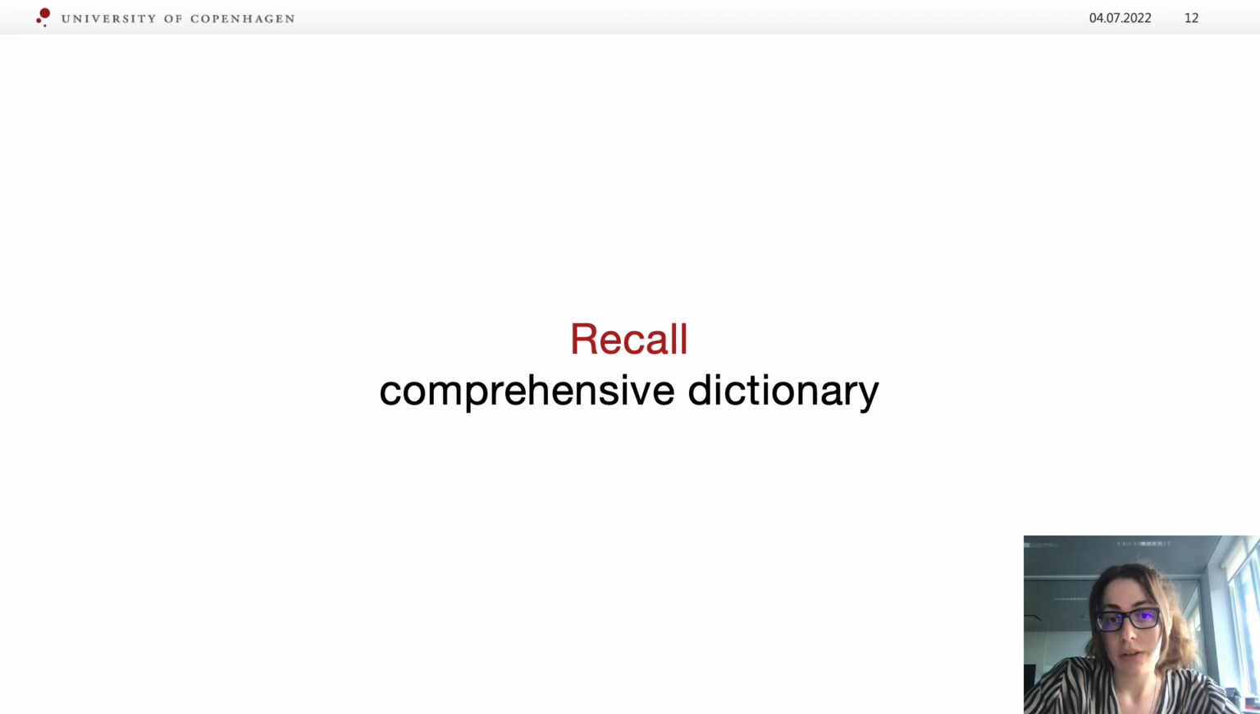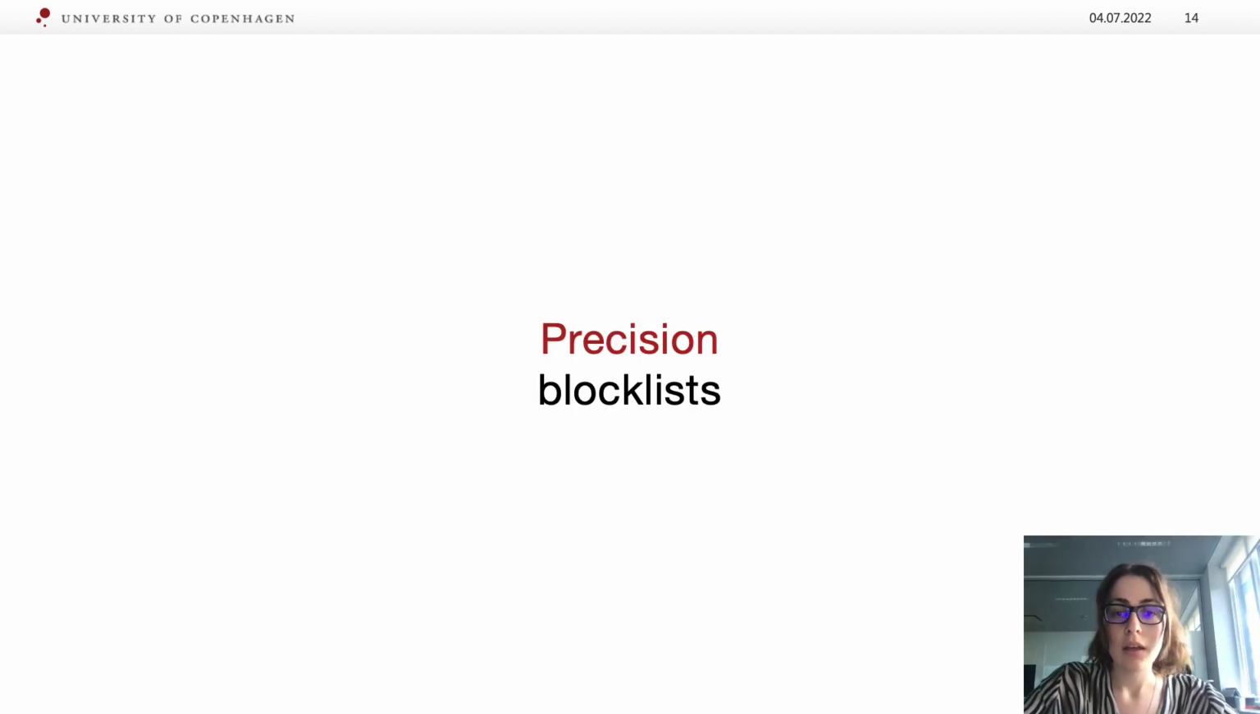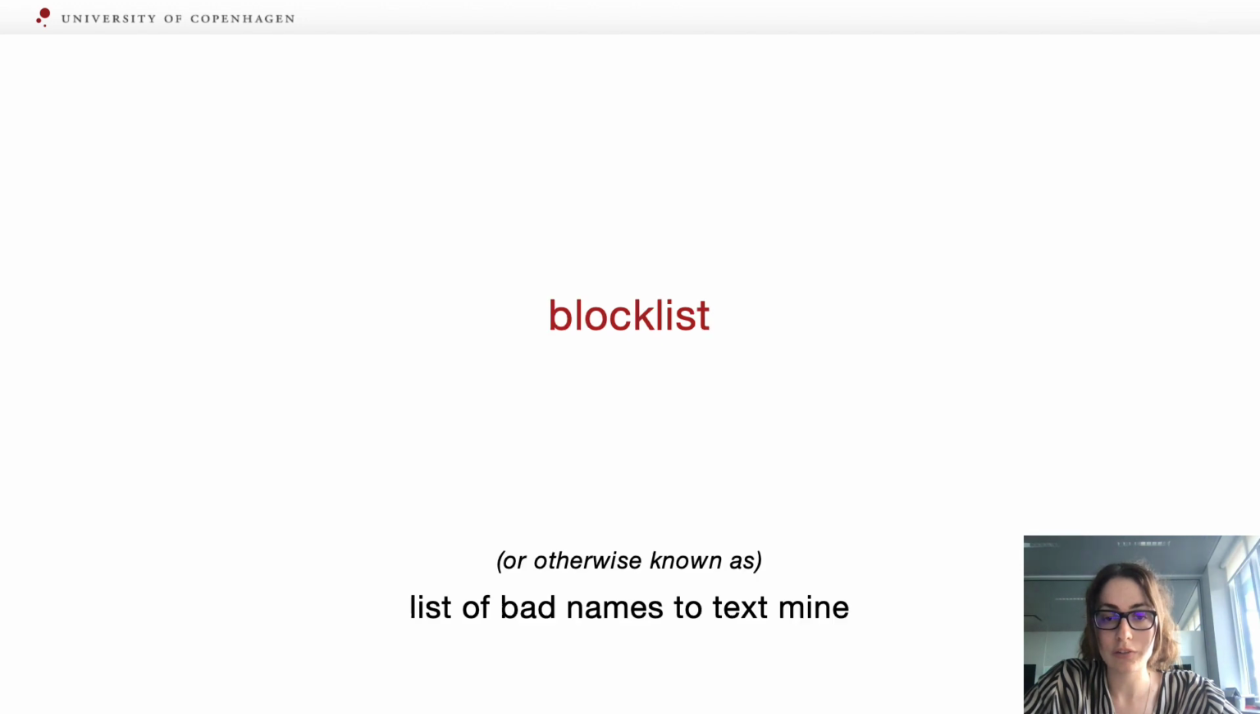For recall, we need a comprehensive dictionary in order to be able to detect most of the names that are available in text. In order to do that, we try to find a lot of sources that have very good and high coverage, or ontologies that do that, in order to generate our dictionaries. And finally, for precision, since we used all of these sources and they can have a lot of names that are not very good, we need some block lists.